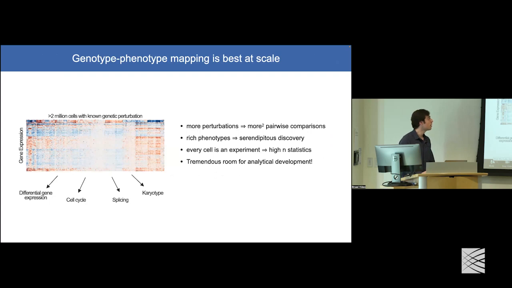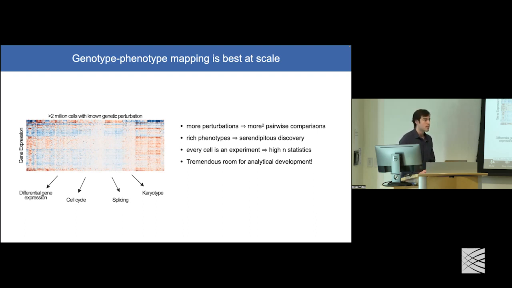So just to sum up, this kind of genotype-phenotype mapping is really powerful at scale because there are certain kinds of analyses that only work when you have this sort of large and comprehensive data set. More perturbations lead to a quadratic increase in the number of pairwise comparisons, and therefore, in general, much more power for the kind of clustering that we do. Rich phenotypes can drive serendipitous discovery, such as the ability to go back and look at genes that drive chromosomal instability.